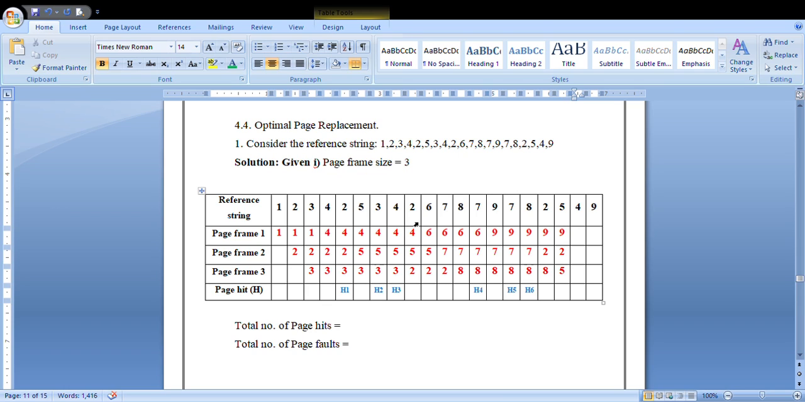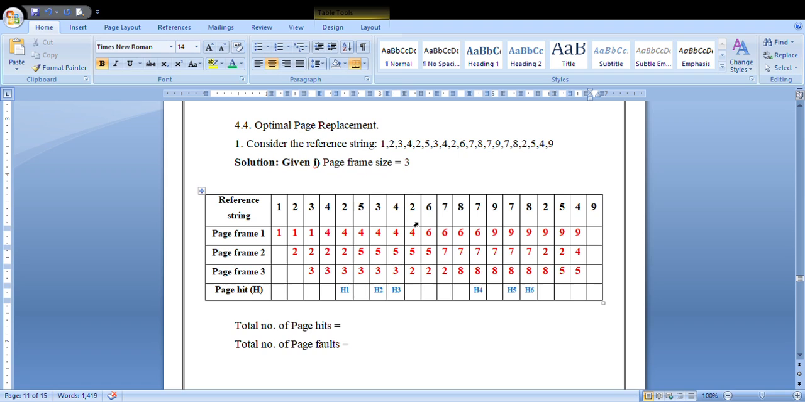Next is 4. When you want to replace with page number 4, you need to check for the oldest one. Here compared to 9, 2, 5, the oldest page is 9. But that 9 is arriving in the next instance. So don't replace 9 by 4. You just check for the next option. The next oldest page is 2. So replace 2 by 4. Keep 9 as it is.